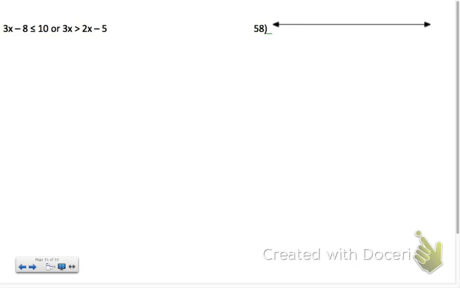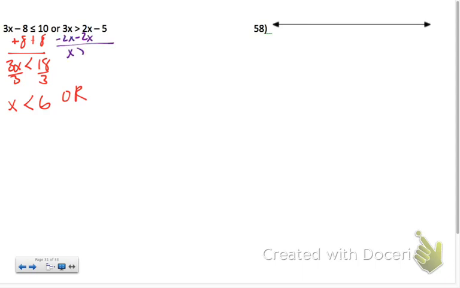So my first step is to add 8, and I get 3x is less than 18. Divide by 3, and I divide by a positive, so I do nothing to the inequality. I get x is less than 6. Or, I do the second one. Minus 2x from both sides, so I get x on one side. I have x is greater than negative 5.